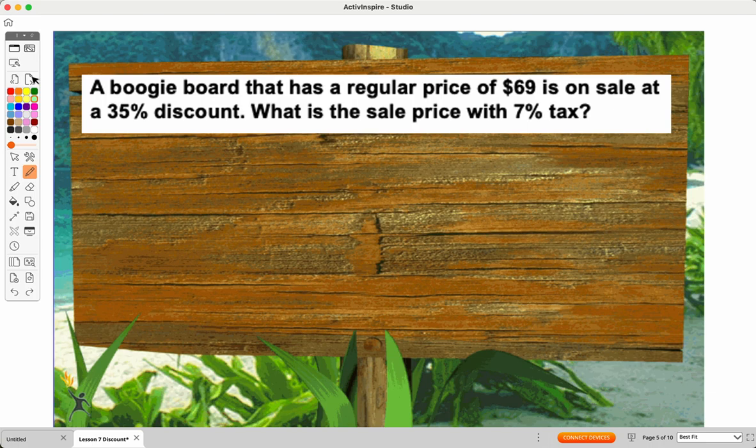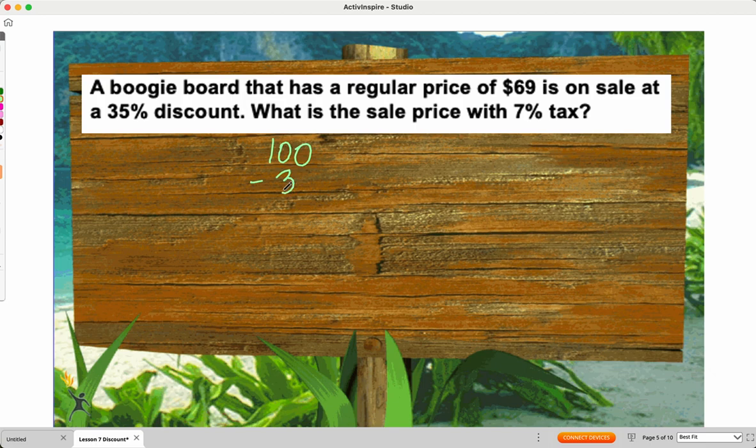So this one's a little different. You can't just come in and go, oh, okay, well, 100 minus 35 plus 7. So this person's going to pay, that's 65, plus 7, and then they're going to pay 72% of the cost. That's not how that breaks down and works out. It'd be nice if it was that simple, but it's not, because that would be 72% of the original price. This tax is on the sales price only.